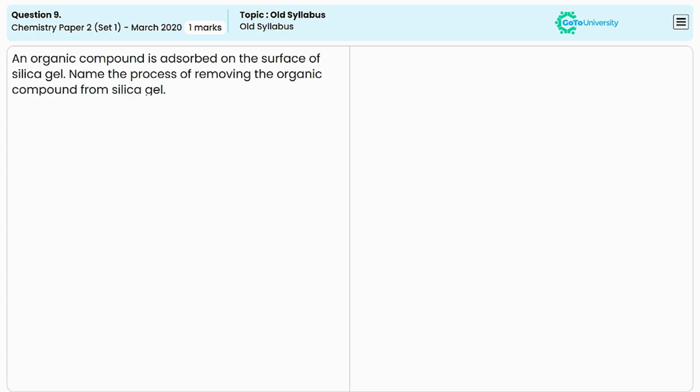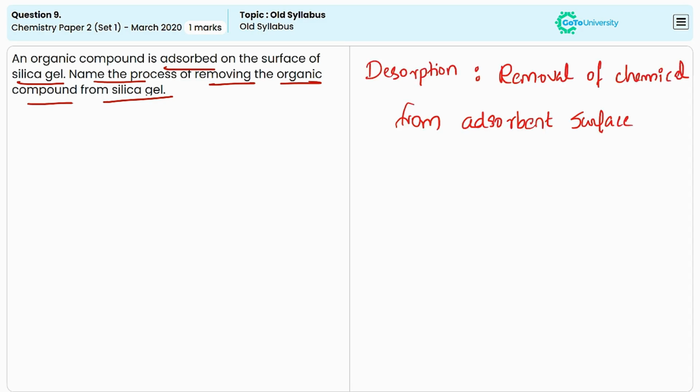Here the question is, an organic compound is adsorbed on the surface of silica gel. We need to name the process of removing the organic compound from silica gel. The process is desorption. Here, the compounds can be removed from silica gel by applying heat or changing the condition to release the adsorbed substances.